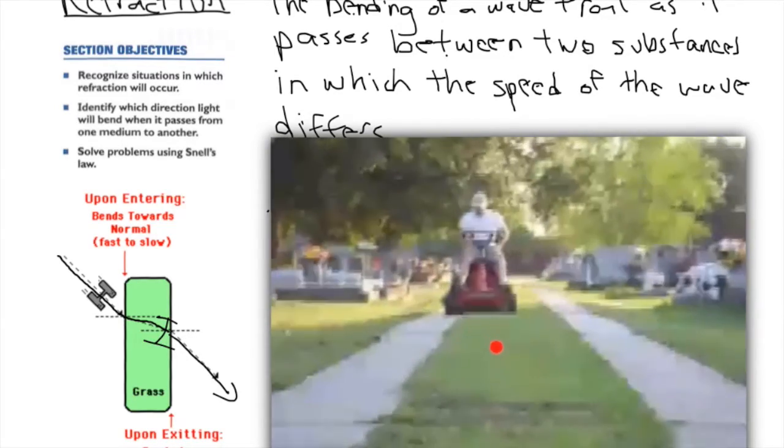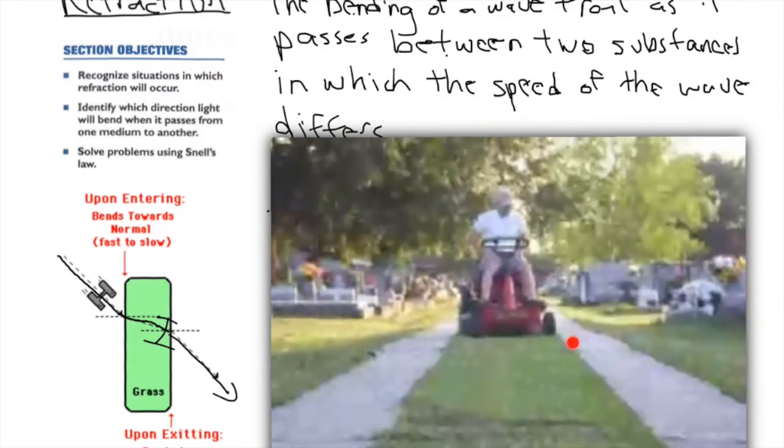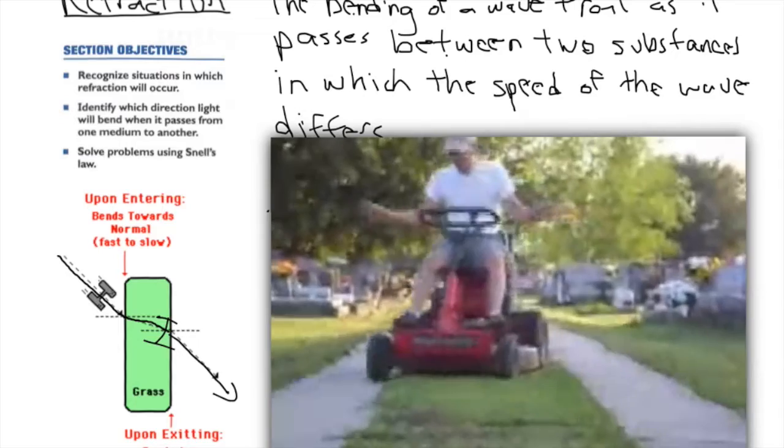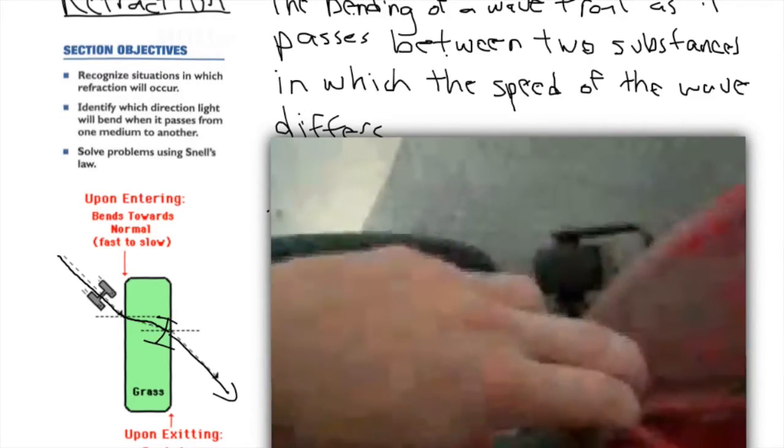So the lawnmower turns this way, bends this way. When this wheel hits the cement, it now begins moving faster, and the lawnmower turns back. This is refraction in action.